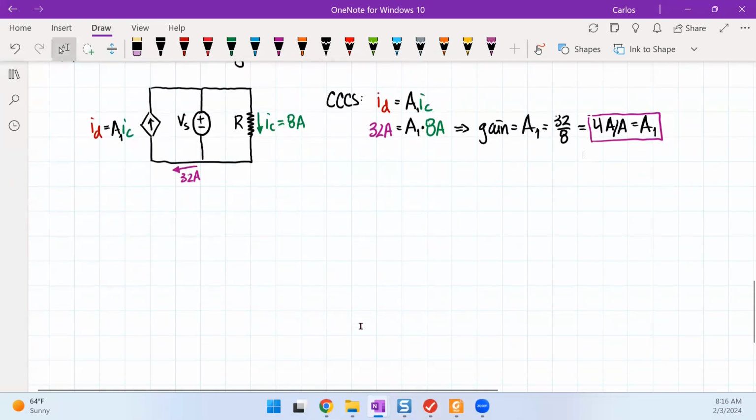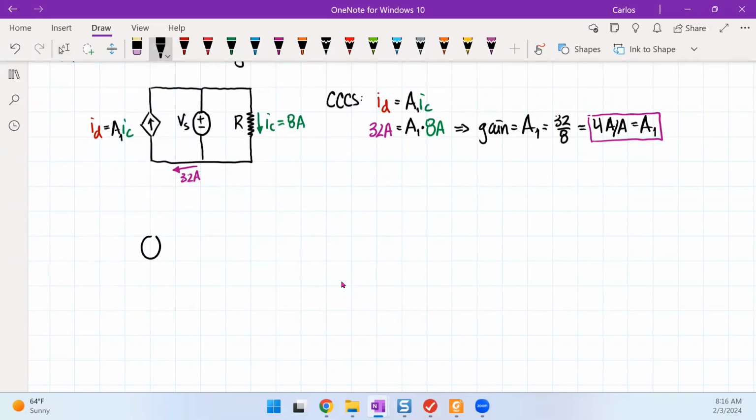Now, another way that we can look at this is that, let's say that we have a different circuit, and let's draw this one like this. So I'm going to have a voltage source, and this voltage source is going to have a gain right here. I mean, a dependent source right here. And then over here, this is an open circuit. Okay, this is an open circuit.